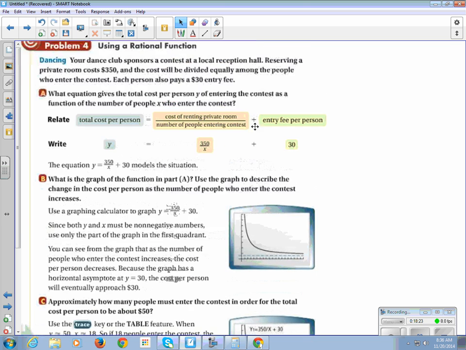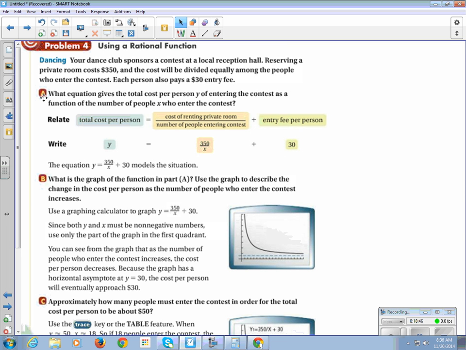So we need, where does this work in the real world? So we're going to go to a dance club. I'm going to say it's salsa dancing. Sponsors a contest at a local reception hall. Reserving a private room costs $350, and the cost will be divided equally among the people who enter the contest. Each person also pays a $30 entry fee. We're going to write a little equation.